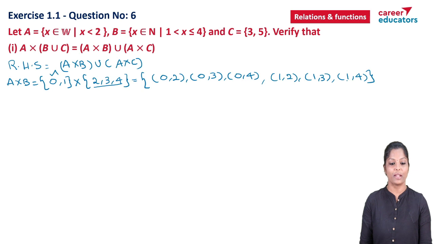Next, we have to find A cross C. A cross C equal to, write all the elements of A cross, write all the elements of C.